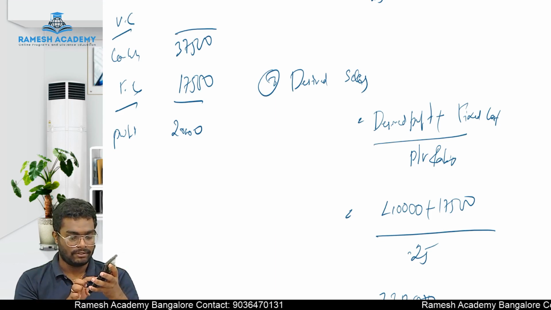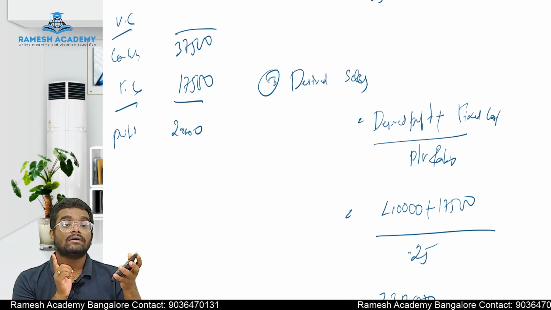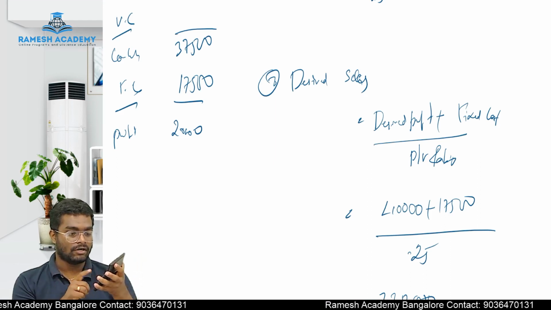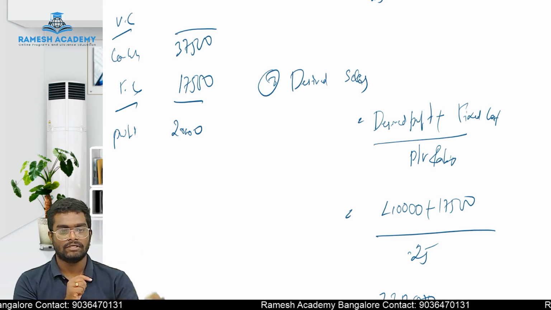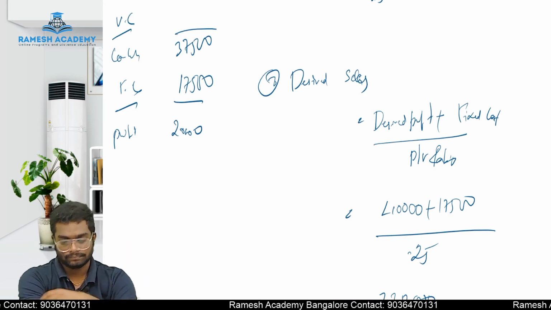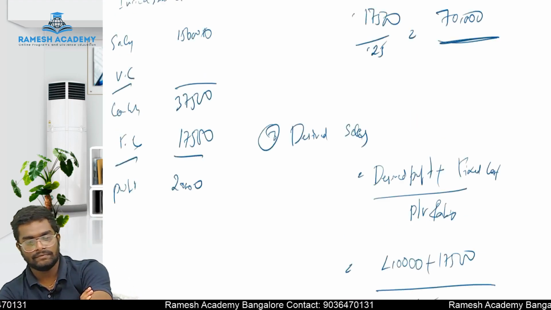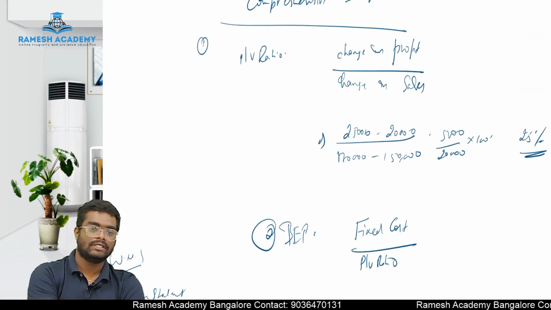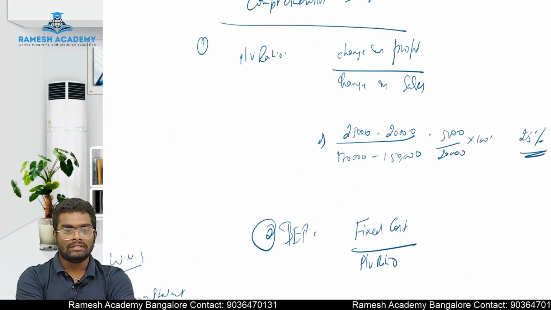We'll cross verify. 2,30,000 into 0.25 PV ratio. We'll get the contribution as 57,500 minus the fixed cost 17,500. We'll get 40,000. Simple. Please copy this. We'll see the next requirement. I guess margin of safety. That is also easy.